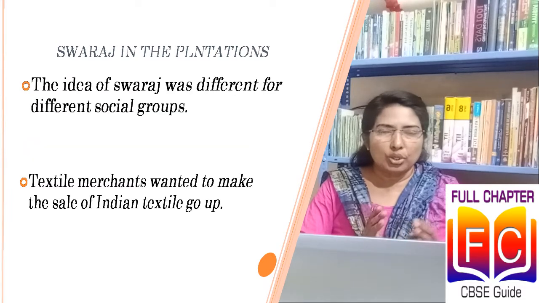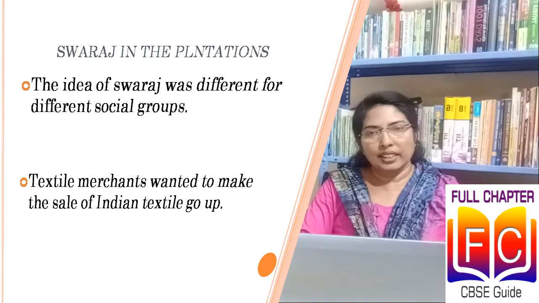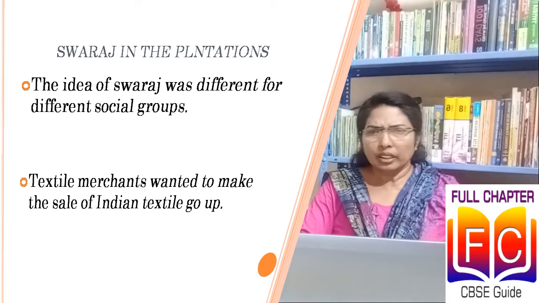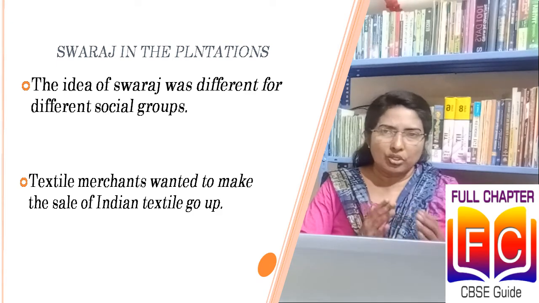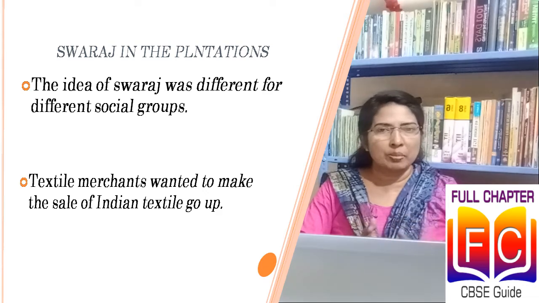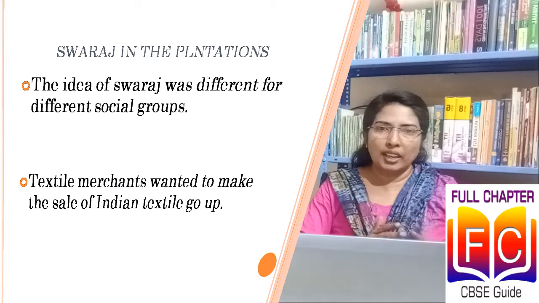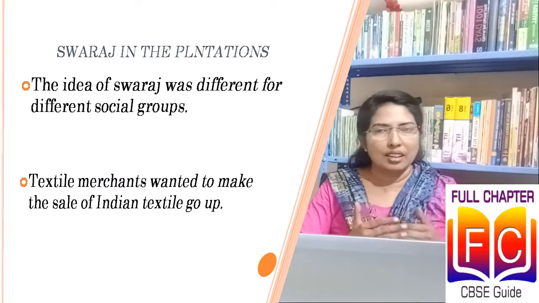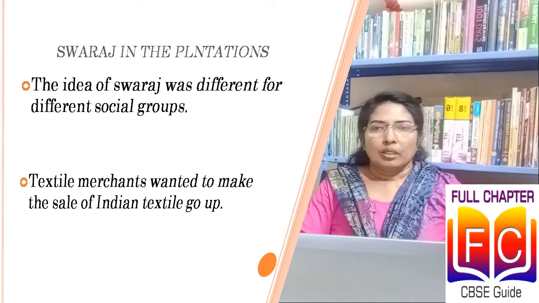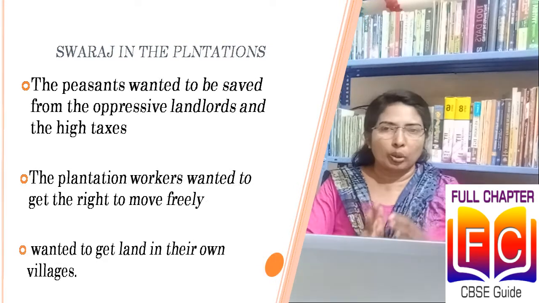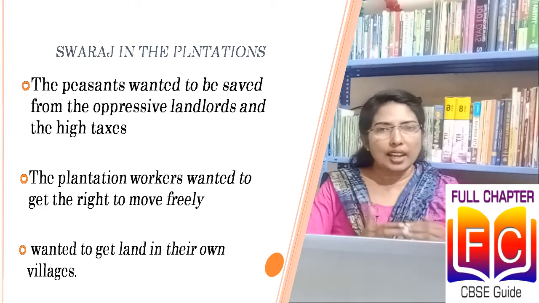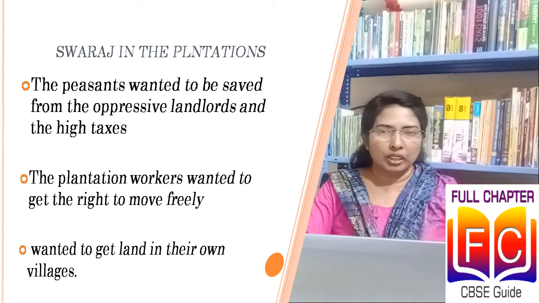These are the different social groups which joined the non-cooperation movement of 1921. The important thing is that the idea of Swaraj was different for different social groups. The middle class textile merchants joined the non-cooperation movement as they wanted to make the sale of Indian textile go up. The peasants took part in the movement as they wanted to be saved from the oppressive landlords and the high taxes taken by the colonial government.